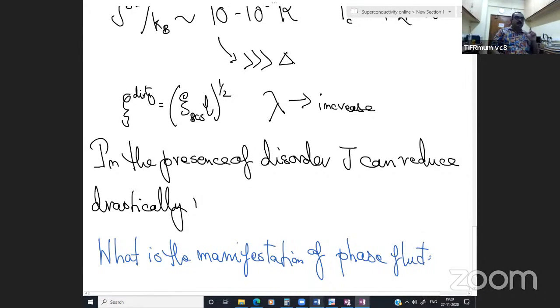In the meantime, I want you to calculate this superfluid stiffness for conventional superconductors. Convince yourself that it is actually very, very high. And then I will show you some data on what happens when you put in disorder. That's for the next class. There is no class on Monday because Monday is a holiday. We have Guru Nanak Jayanti, and the next class will be on Wednesday.